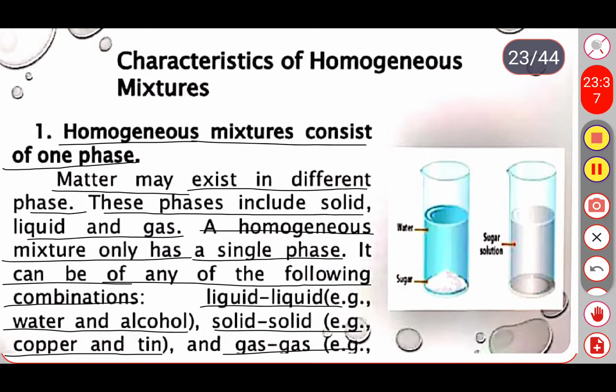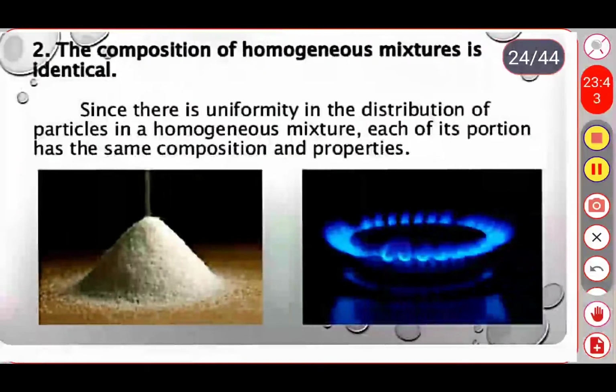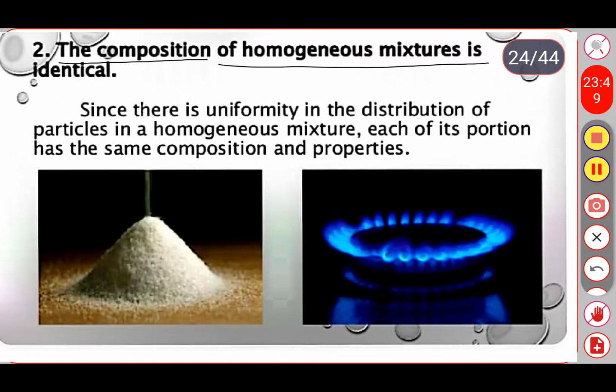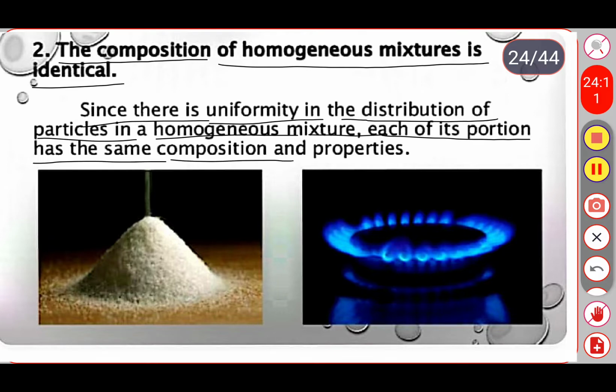The second characteristic: the composition of a homogeneous mixture is identical. It means the entire homogeneous mixture is made of the same kind of substances. Since there is uniformity in the distribution of the particles, each portion has the same composition and properties. Till the end, we are going to observe the same kind of particles throughout the homogeneous mixture.